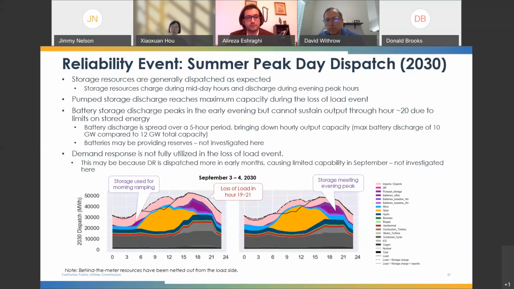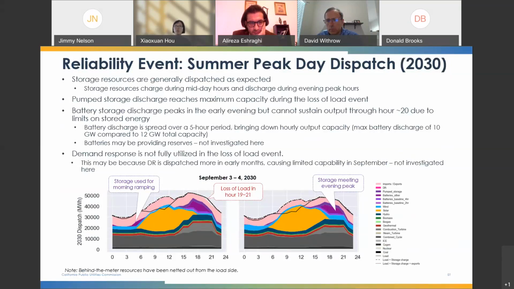One could be maybe some of the battery capacity is withheld to provide operating reserves, or it's also possible that the battery resources need to discharge over a longer period than their duration. So those are our hypotheses. We did not fully investigate what's exactly happening there, especially with what batteries are doing with providing reserves. So we flag that area as a question for further investigation. But in general, the battery output here still looks largely reasonable.